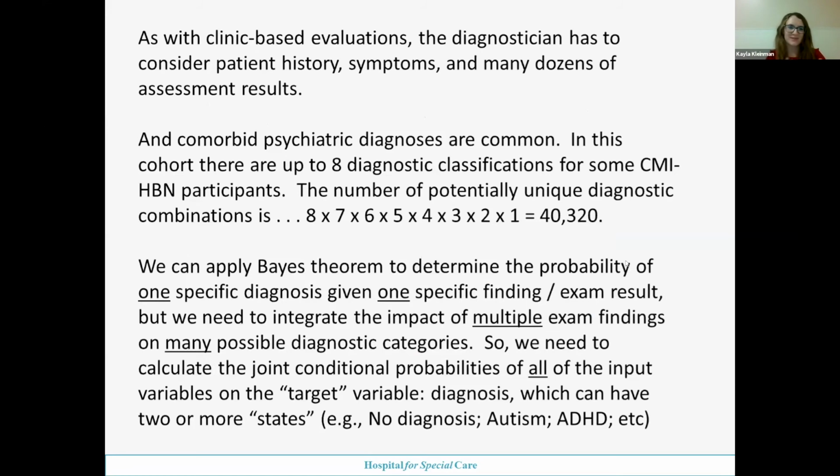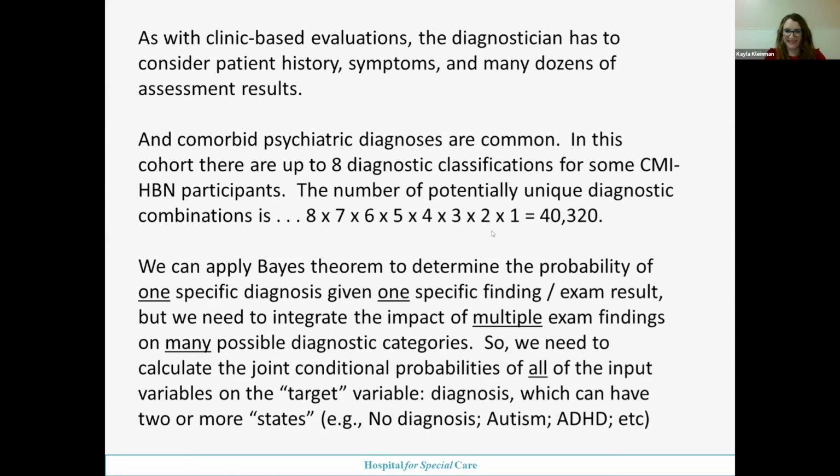So it has questionnaires, blood testing data, cognitive measures, and the diagnoses that are assigned to the participants are created through consensus diagnosis through a semi-structured interview, not from the test data. So you're really able to look at the tests separate from the diagnoses to determine their accuracy. So the richness of this data set, I think, reflects the richness of data that clinicians have when we make decisions. We have history and symptoms and dozens of assessment results, and we have to integrate all these to come to a conclusion. And we know that comorbid psychiatric diagnoses are common.